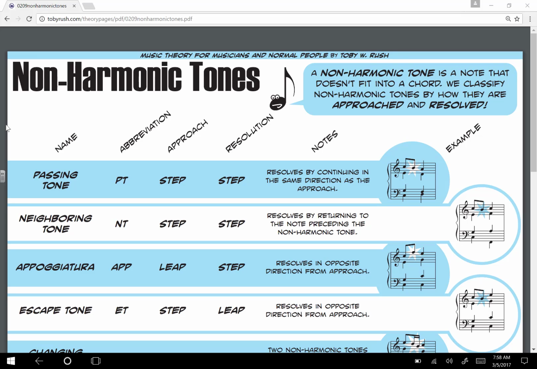The appoggiatura, abbreviated APP, is approached by a leap and resolved by a step. Special notes for the appoggiatura: resolves in the opposite direction from the approach. Here is an example of an appoggiatura. It's the F. Let's take a listen. Once more.